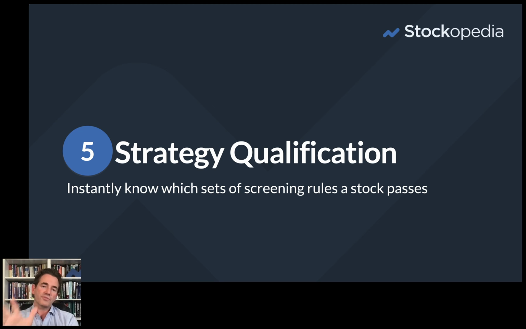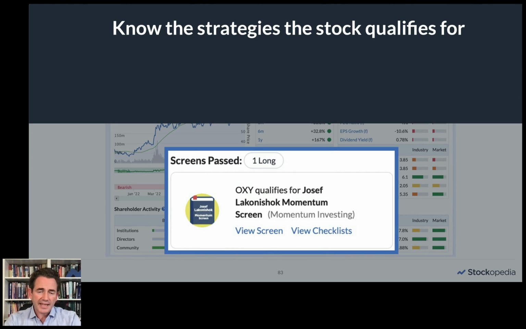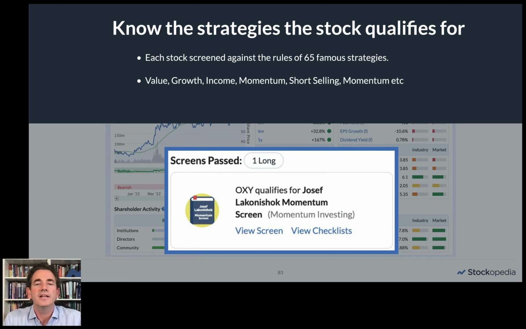The fifth thing I want to go through is strategy qualification. I find this super, super useful on my shares. And on this one, you can zoom in. This is a little box that shows you any screens that the stock has passed. And we have a library of 65 famous strategies, all pulled from famous books and famous academic papers. And we try to roll up a set of screening rules to tag every stock with. And often you can see a share will qualify for quite a few of these. And there are also short screens as well, which can be indicated by a red tag too. And it looks at value, growth, income, momentum, etc.